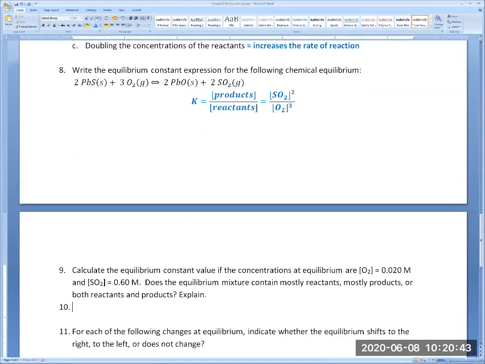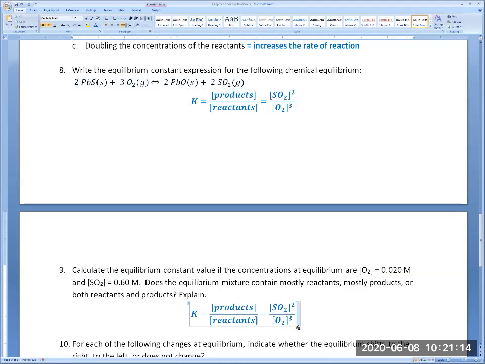And here it's actually using the same equation. It's asking you to calculate the equilibrium constant value if the concentrations at equilibrium are O2 0.020 molar, SO2 0.60 molar. So I guess I can copy this whole thing, and we will continue. And now plug in the values because we are given the concentration at equilibrium, right? It's the concentration when you have reached the equilibrium.